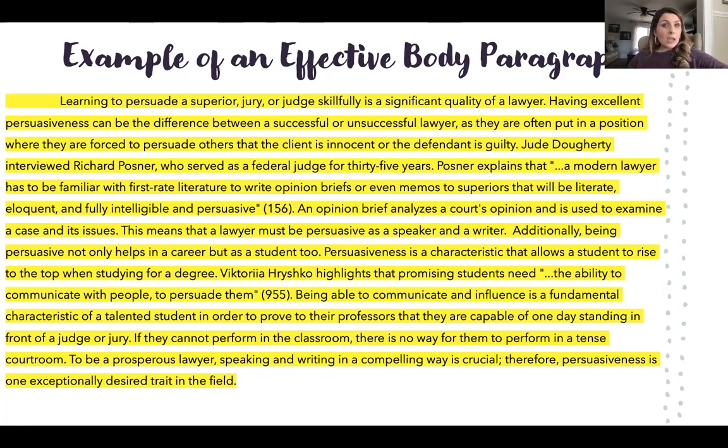We don't see any other character qualities brought into play. We don't see any new ideas come up towards the end. The entire thing is completely about being a persuasive lawyer. So we see the student really stay on topic. We also see that when they use research, they don't just leave the reader with the research and hope that they understand the connection between that and the topic. They do a great job of taking the time to explain why that particular research matters. And then at the end of the paragraph, we see them reiterate the idea of persuasiveness and summarize the entire paragraph.